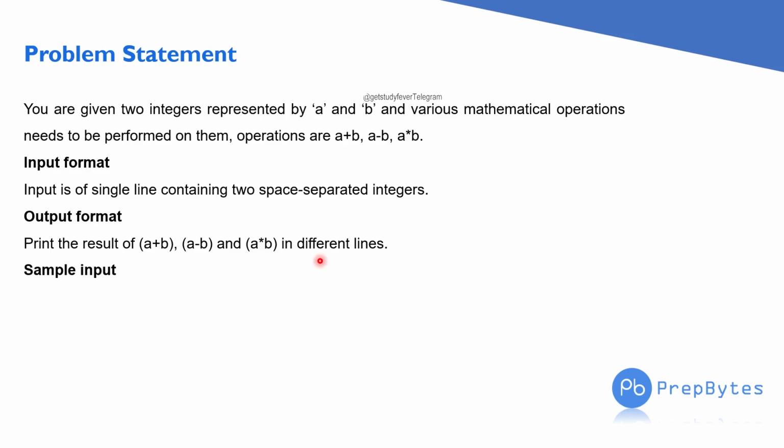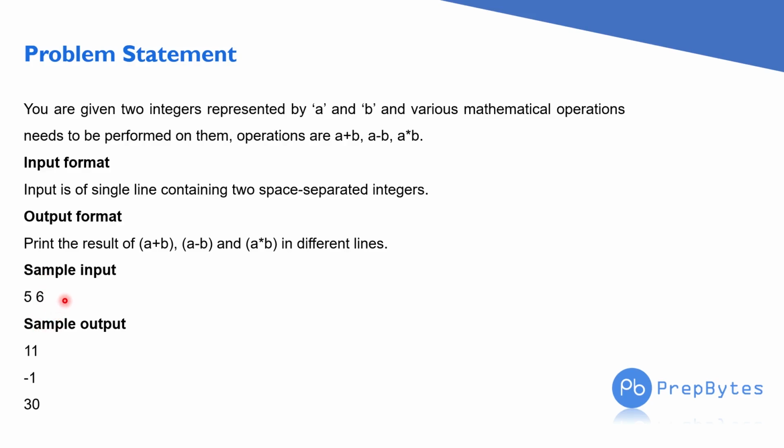Now for example, the sample input is 5 and 6, that is, we have given two space separated integers 5 and 6. And the sample output for them is 5 plus 6, that is 11, 5 minus 6, that is minus 1, and 5 into 6, that is nothing but 30. So this is my sample output.